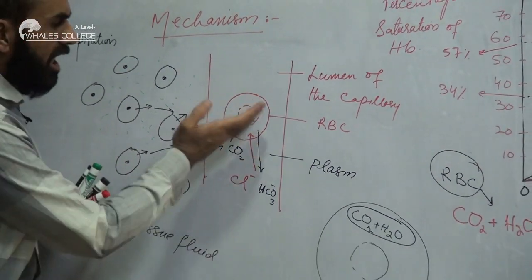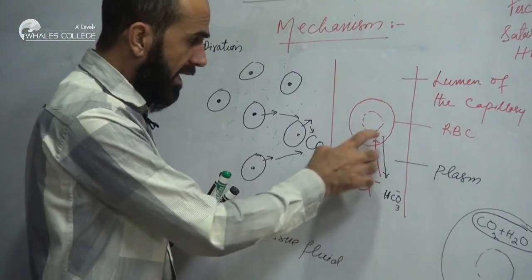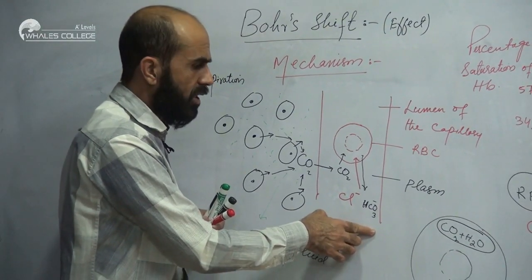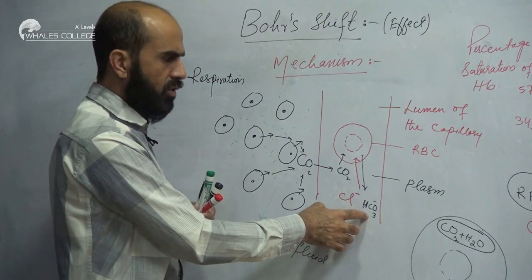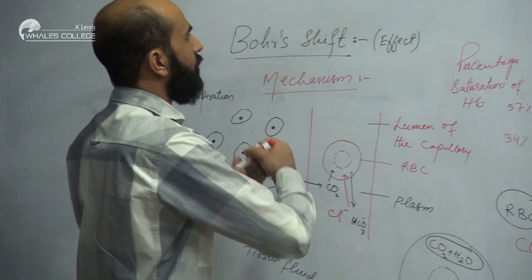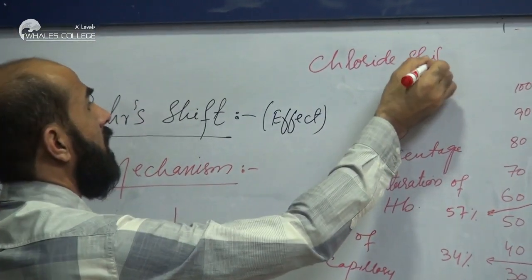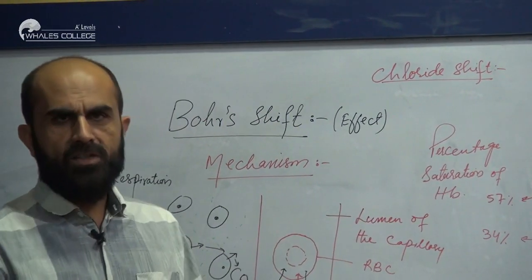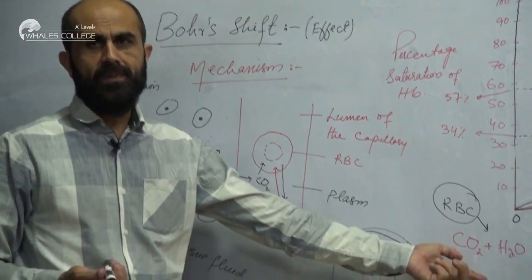This is to keep the charge balance, because if chloride remains in the plasma and HCO3 also is here, the plasma will become more negative. To keep the potential difference equal, chloride should enter the RBC against HCO3, and this is called chloride shift. Sometimes they may ask, what do you mean by chloride shift? Chloride shift means the transfer of chloride ions from the plasma into the RBC against carbonate ions.